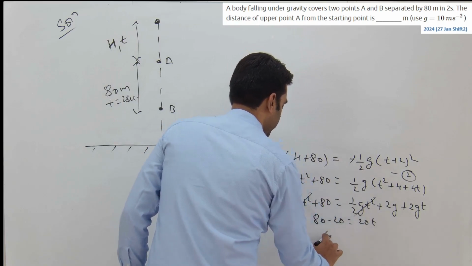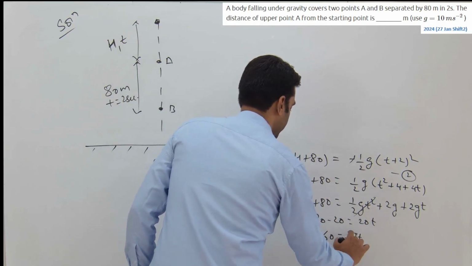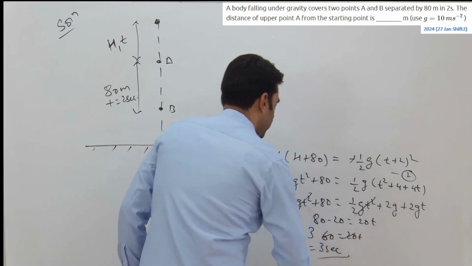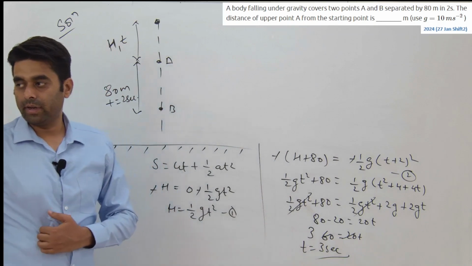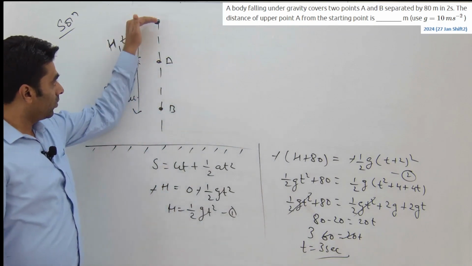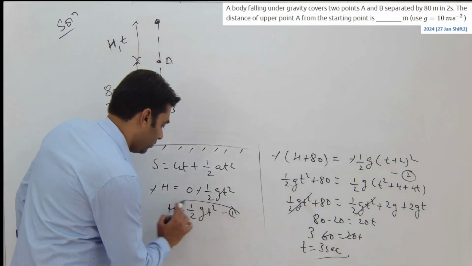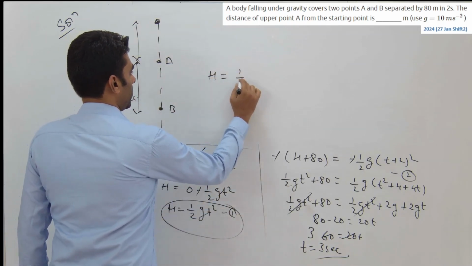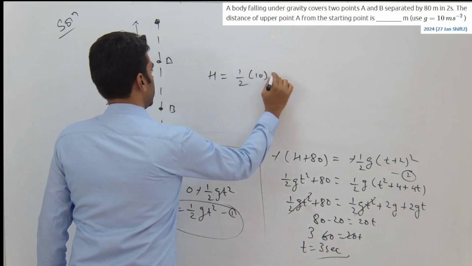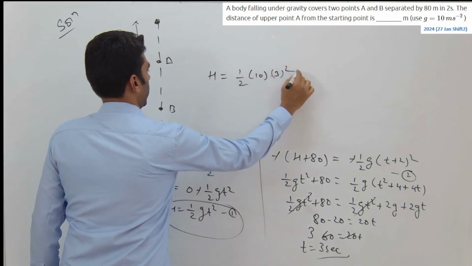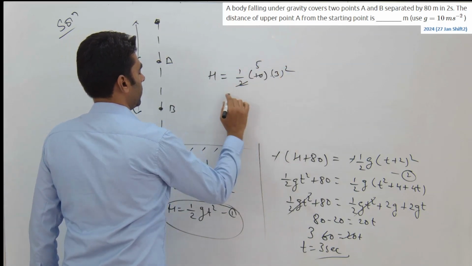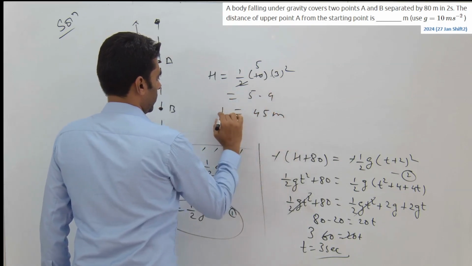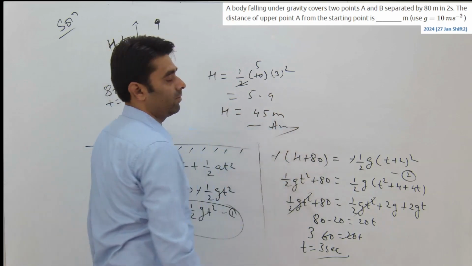So what do we get? 60 is equal to 20t. Cancels out. The t value comes out to be 3 seconds. T is coming 3 seconds. So we have to find out h. We can use this equation. Let's put t equal to 3 seconds. h is equal to 1 by 2 g into 3 square, right? 5 into 9 is 45. So the answer for this one is 45 meter, right?